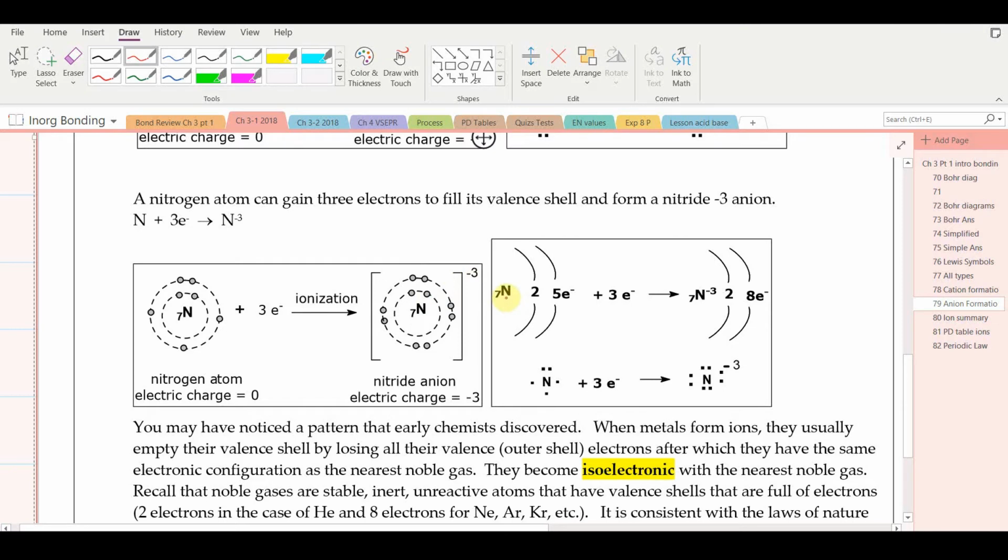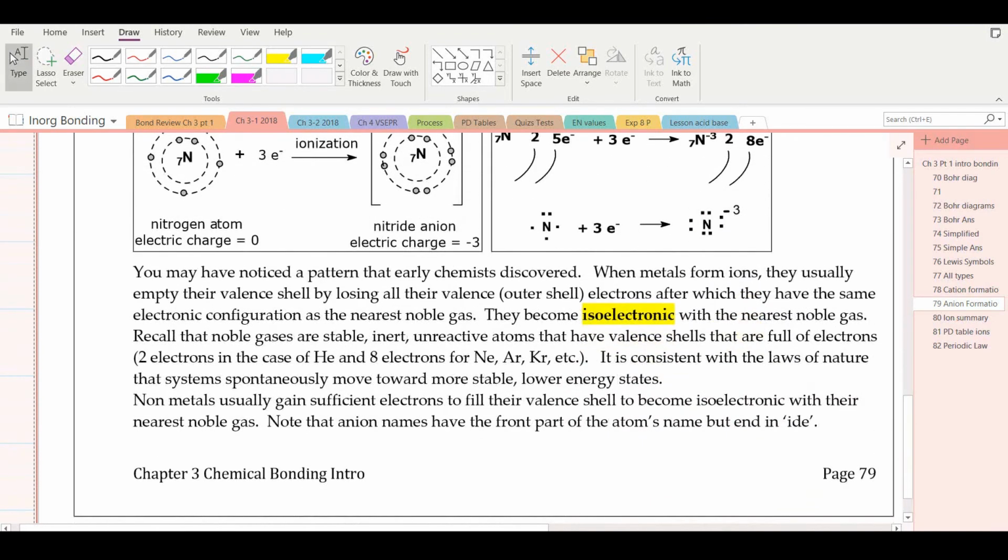Here's a simplified Bohr diagram. A neutral nitrogen atom with a grand total of 7 electrons, 2 in the first shell, 5 in the valence shell, gaining 3 more electrons to the valence shell. Now it has a full valence shell, 2 electrons plus 8 is 10, 7 protons, the charge is -3, that's a nitride anion. And finally nitrogen Lewis symbol of the atom with 5 dots, could gain 3 more dots or electrons to the valence shell, forming a nitride anion with 8 dots in the valence shell, or 8 electrons, and a charge of -3. So you may have noticed the pattern that early chemists discovered.